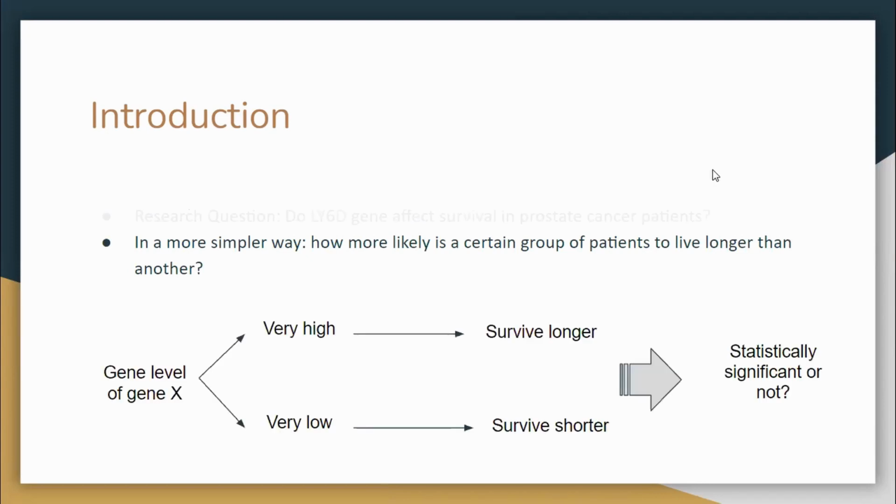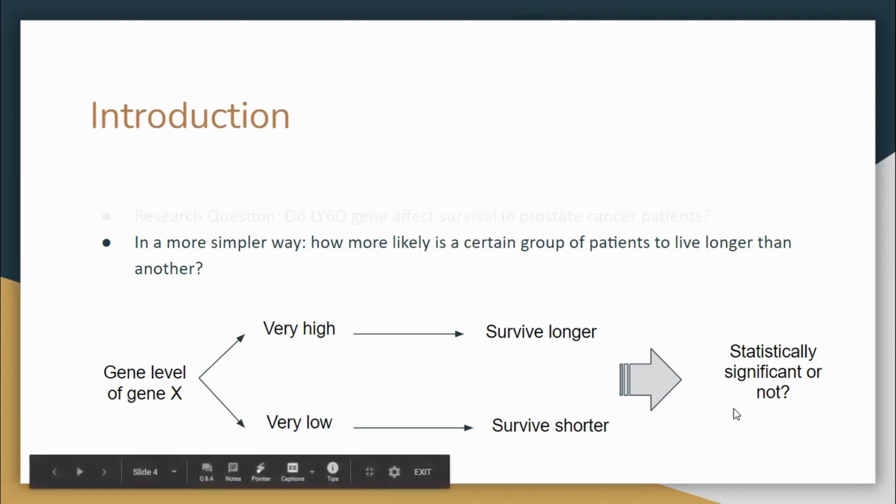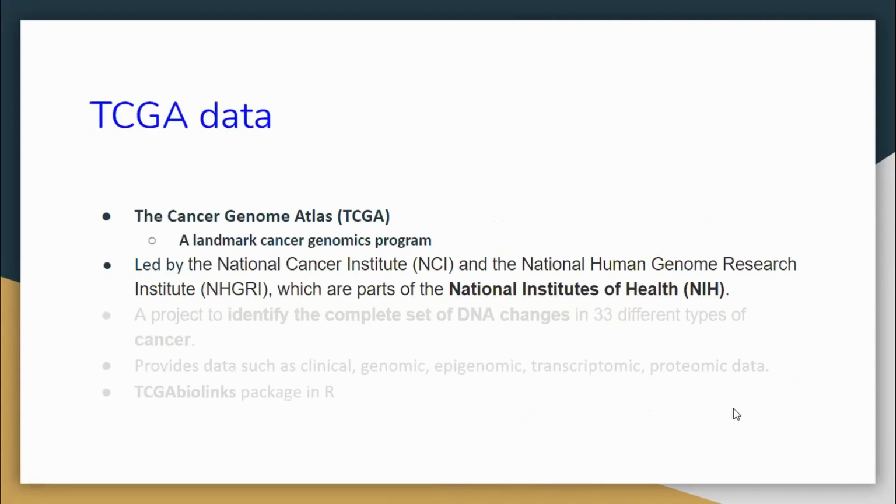I have a chart to illustrate my question. My hypothesis is my selected gene does affect the survival probability. When it is very high, the patient can survive longer, or vice versa. And of course, we want to make a conclusion backed by a statistical calculation to know whether it's statistically significant or not. So let's understand our database first.